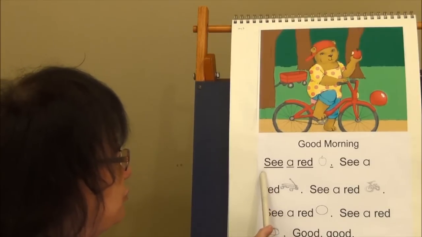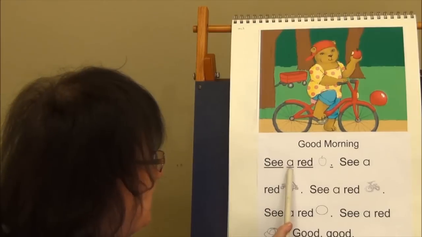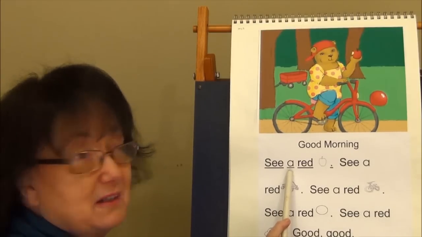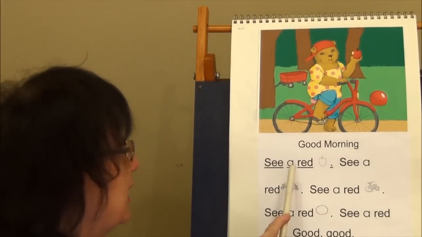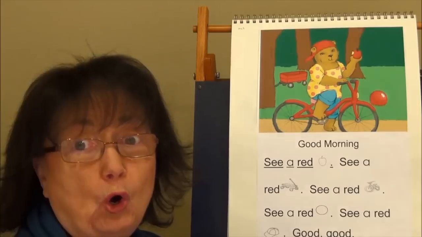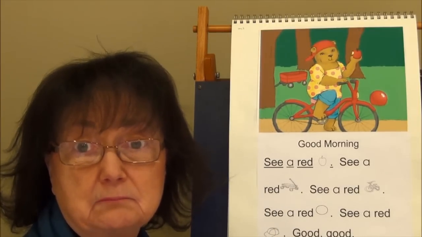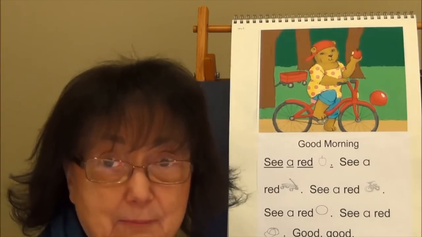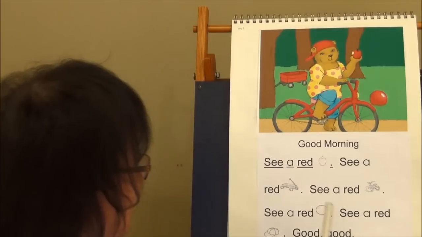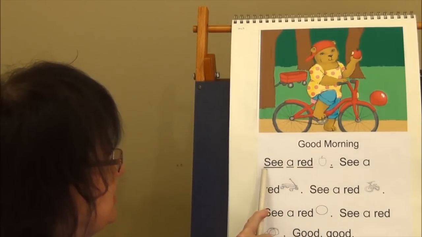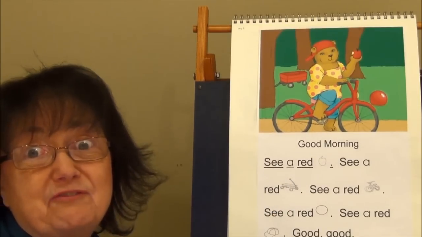Now the word after see is a letter. Do you know what the name of that letter is? That's the lowercase a. A. All right. And that word is all by itself. The letter A is a word, and that word is A. That's the name of the letter. It's the name of the word. A. All right.